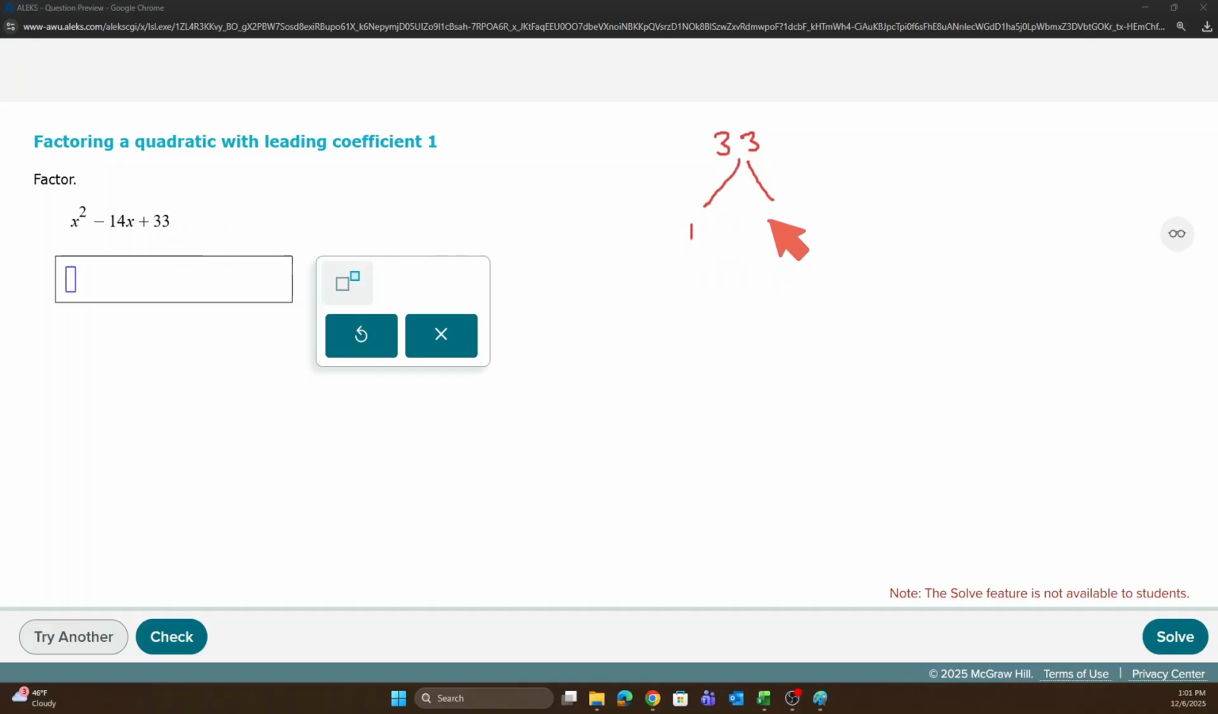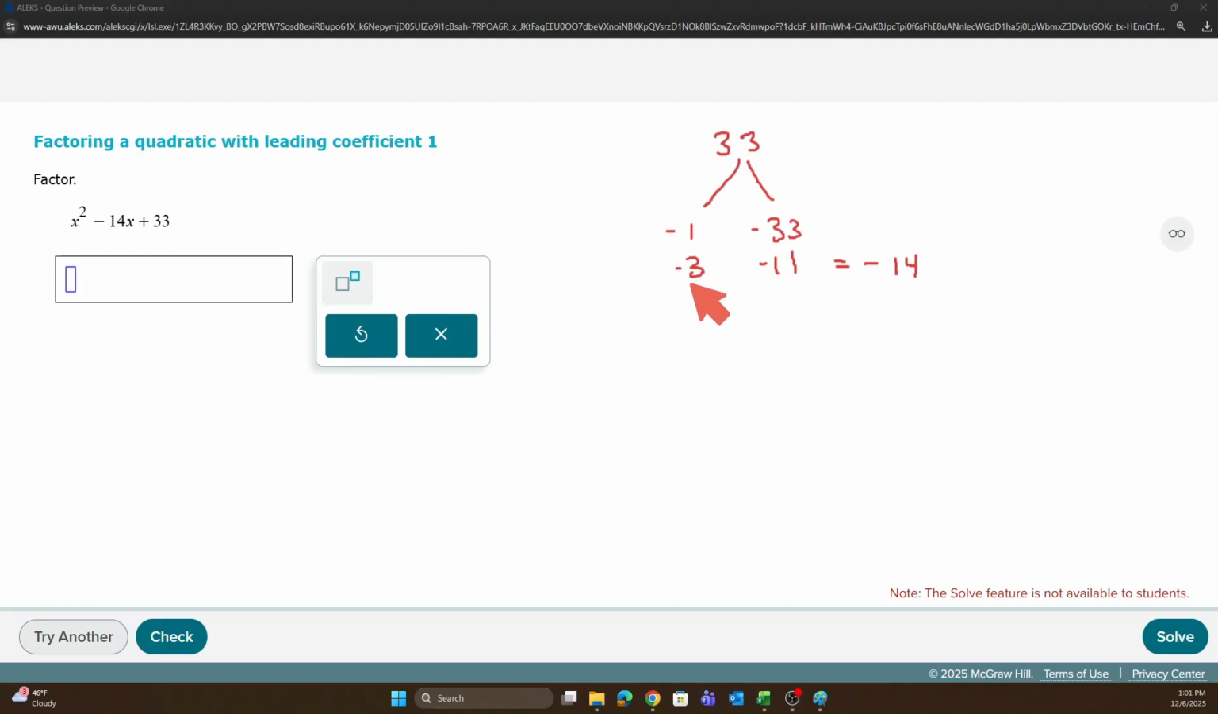That's because the only way to get 33 to be positive is if you're multiplying two negative numbers. So it's either going to be 1 and 33 or 3 and 11. Now, out of these, the 1 and 33 doesn't make sense. It's going to give you 34, or negative 34. This one gives you your negative 14.